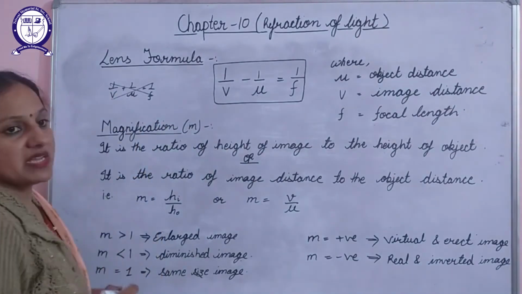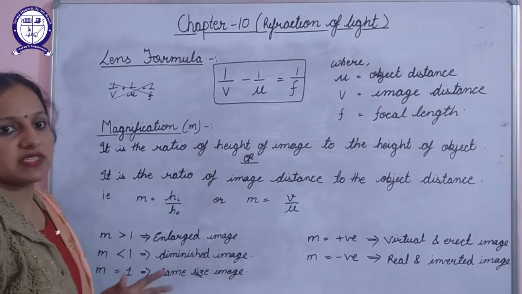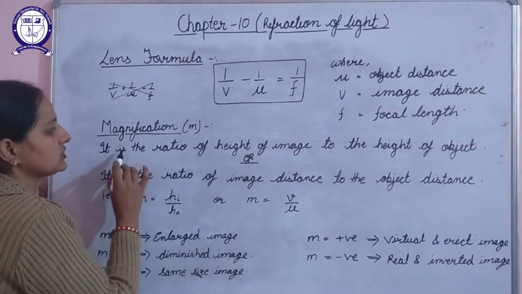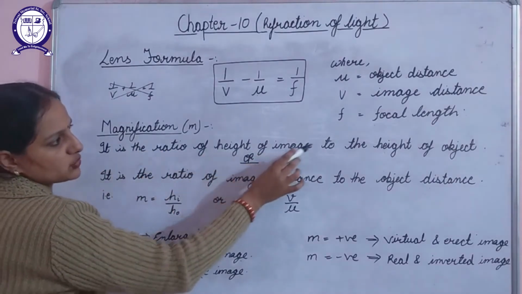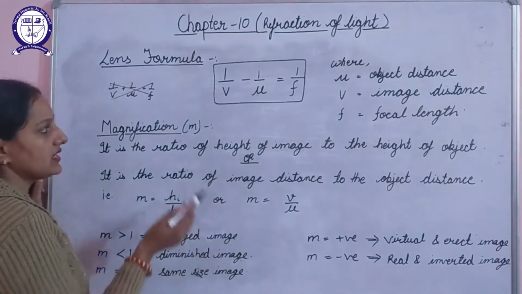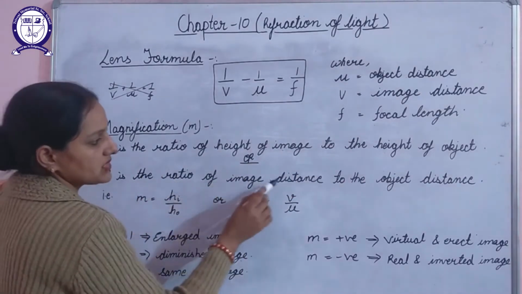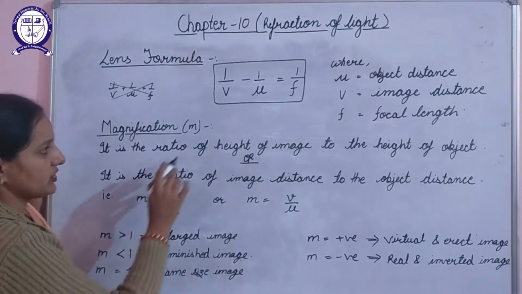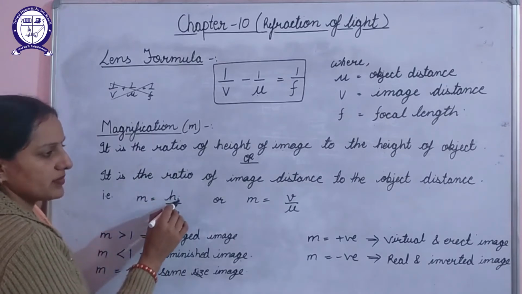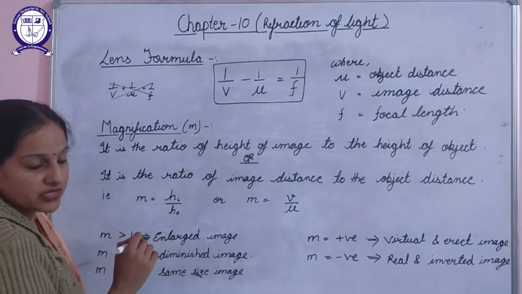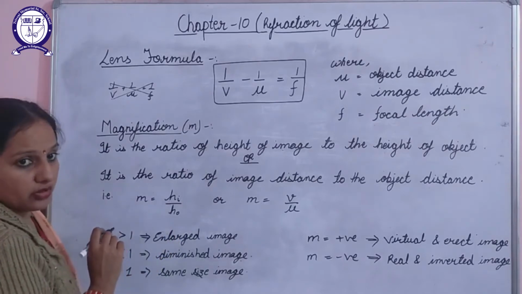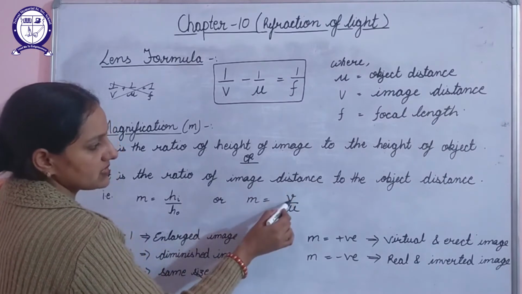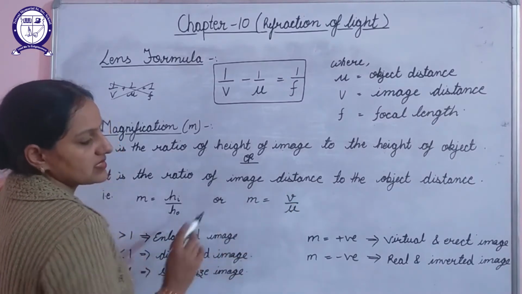If we talk about magnification, magnification basically specifies the converging or diverging ability of a lens. We can define magnification as the ratio of height of image to the height of object, or as the ratio of image distance to the object distance. Mathematically, according to the first definition, m is HI by HO, where HI represents height of image and HO is the height of object. According to the second definition, we can represent magnification as the ratio of image distance, that is V, to object distance, that is U.